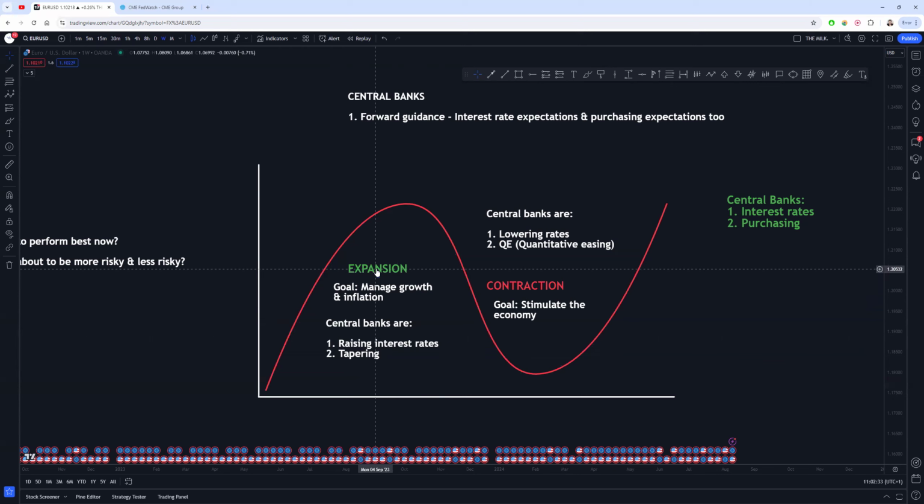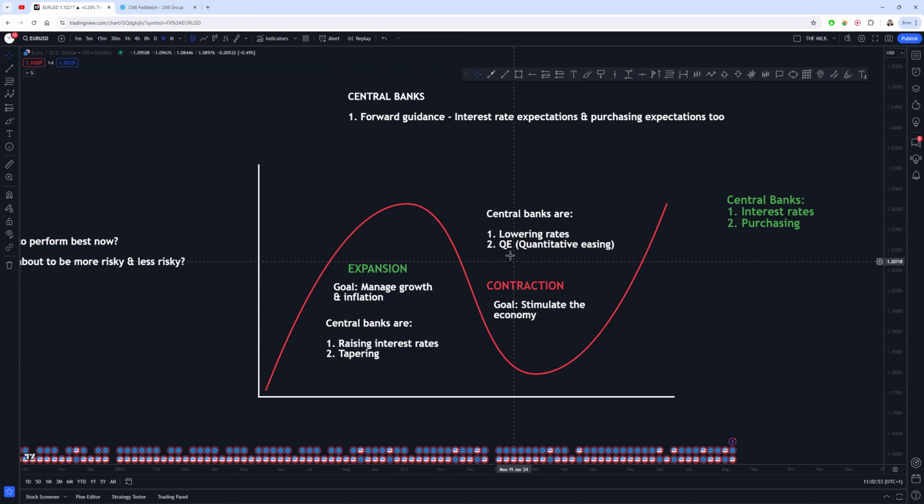Now, it doesn't necessarily mean that the economy is in a massive growth cycle. It just means that if inflation or growth is overheating in any way, then the central banks will step in by doing these two things, or one of these two things, normally a little bit of both. And so then at a certain point, we're going to enter a contraction phase.